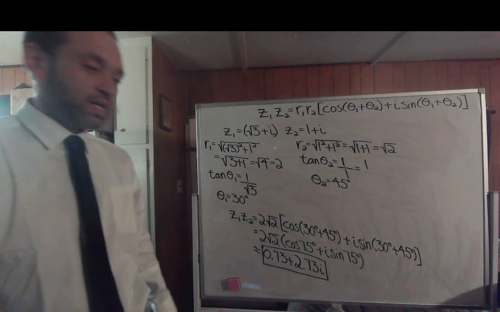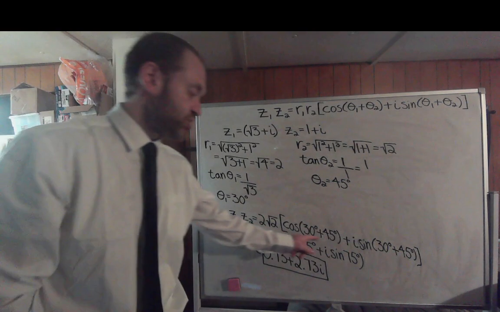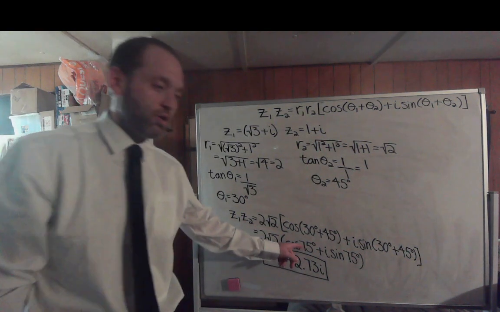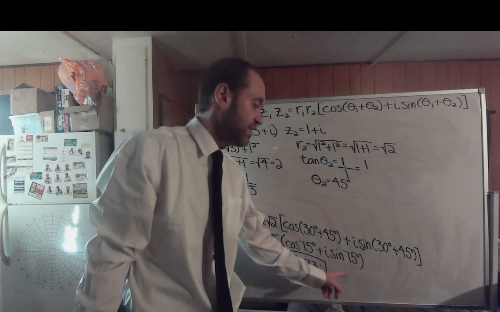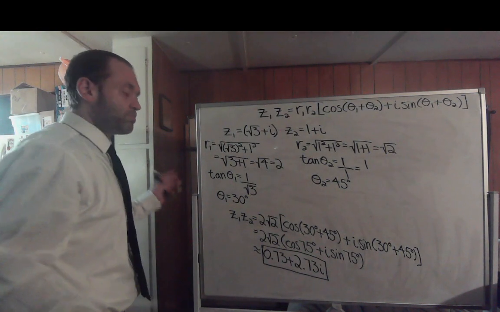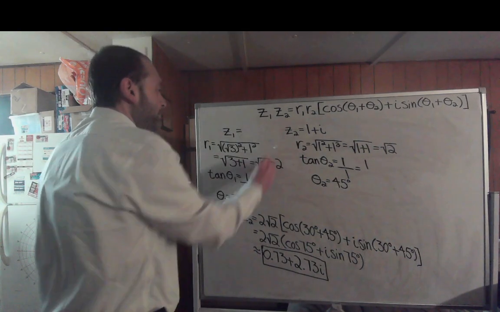Or if you don't want a decimal answer, you could just simply leave it in the trigonometric form and get 2 times the square root of 2 times the quantity of the cosine of 75 degrees plus i times the sine of 75 degrees. Alright, let's do one more for multiplication, then we'll go on to division.